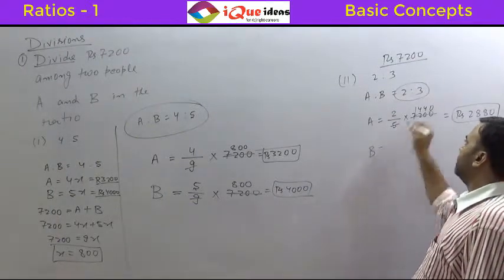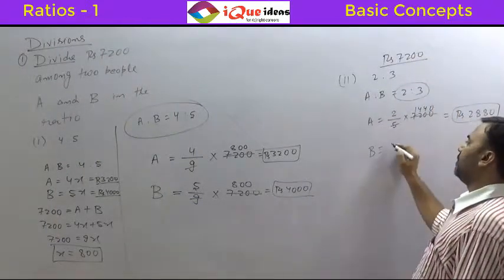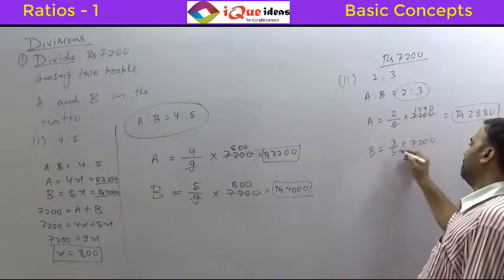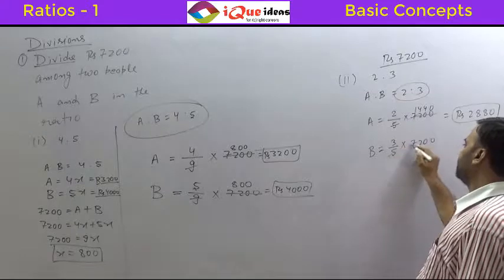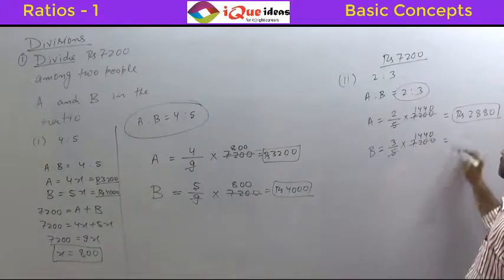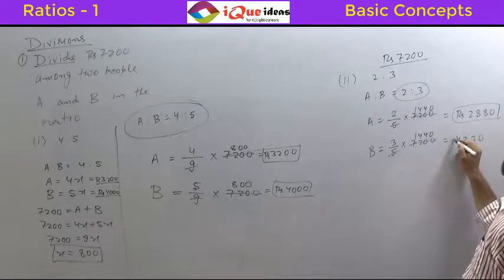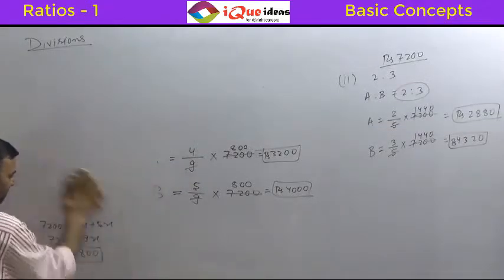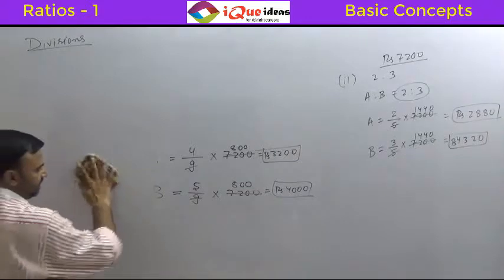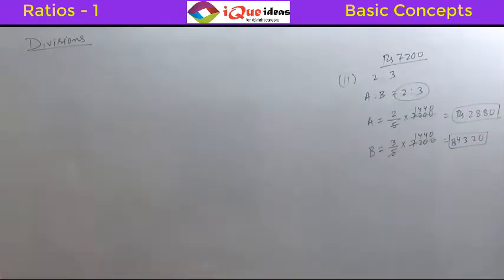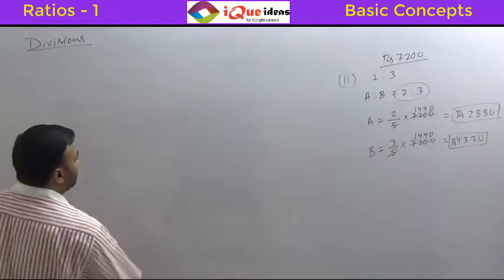Similarly, share of B, either you subtract this 2880 from 7200, or you can calculate like this, 3 by 5 into 7200, which is, if you divide this by 5, it gets cancelled, 1440 into 3. So 4320 rupees. Alright, so these are different ways of division. In some cases, we will use this fraction method. In some more complicated situations, we make them independent. And to make them independent, we need variables. Let's take another question.